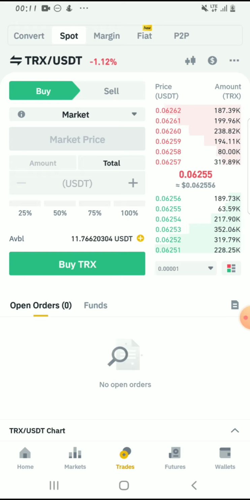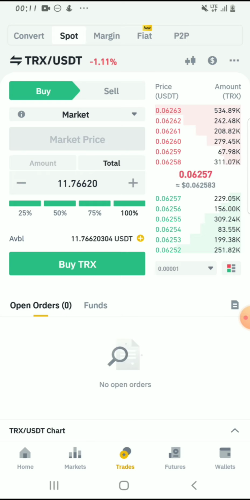So I have $11.76, and I want to spend all of it on buying TRX. What am I going to do? I'm just going to click on 100%, and I can see my $11.76620 there. Once I click on buy TRX, the order completes immediately.